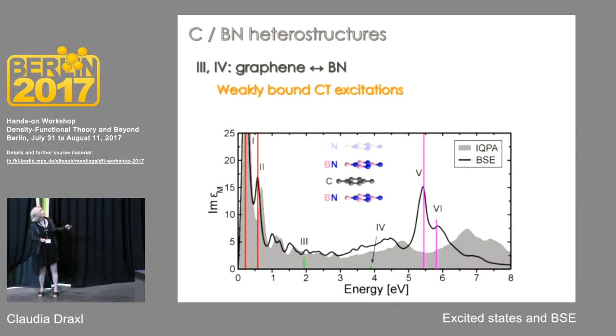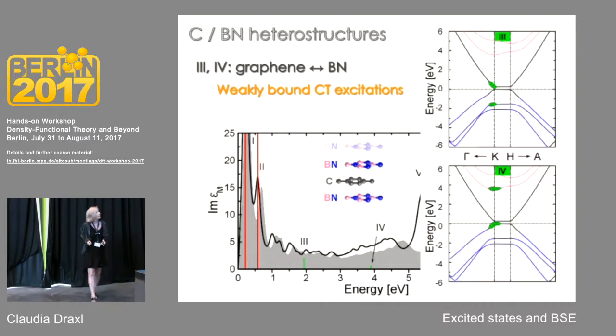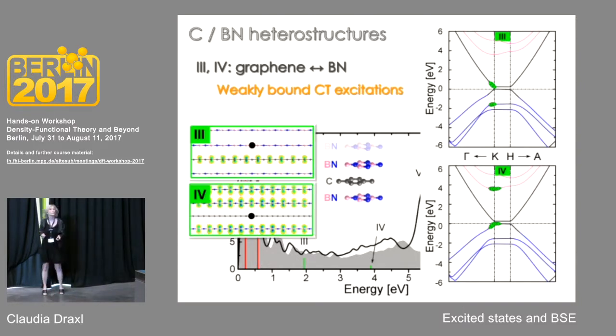And I would like to point out that these are so-called charge transfer excitations, where the electron is sitting in one plane and the hole in the other, and vice versa. So let's have a look first at the band structure and the character of the electrons and the holes that are contributing to this. Exciton number 3 obviously has the hole in a nitrogen atom, whereas the electron is sitting in the graphene. And exciton number 4, it's the opposite. We have the hole in the graphene, and we have the electron in the boron nitride layer, namely on the boron atoms.